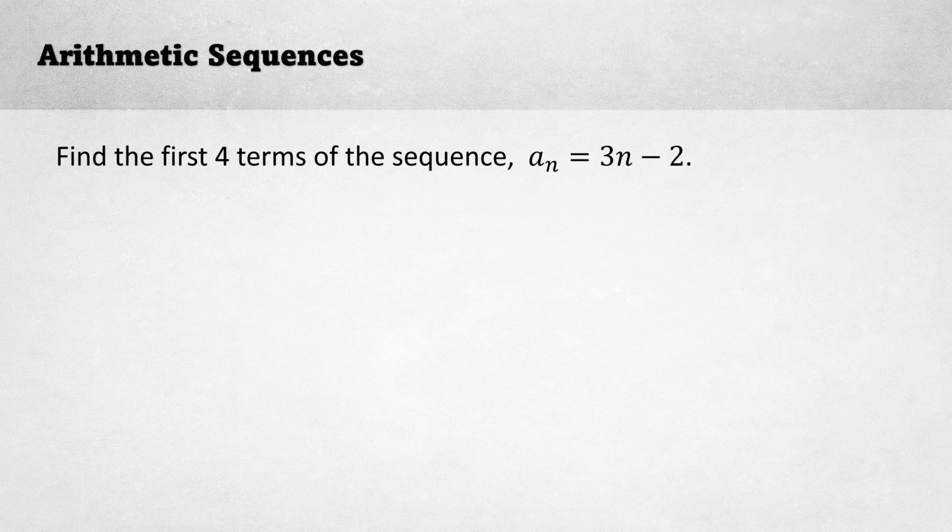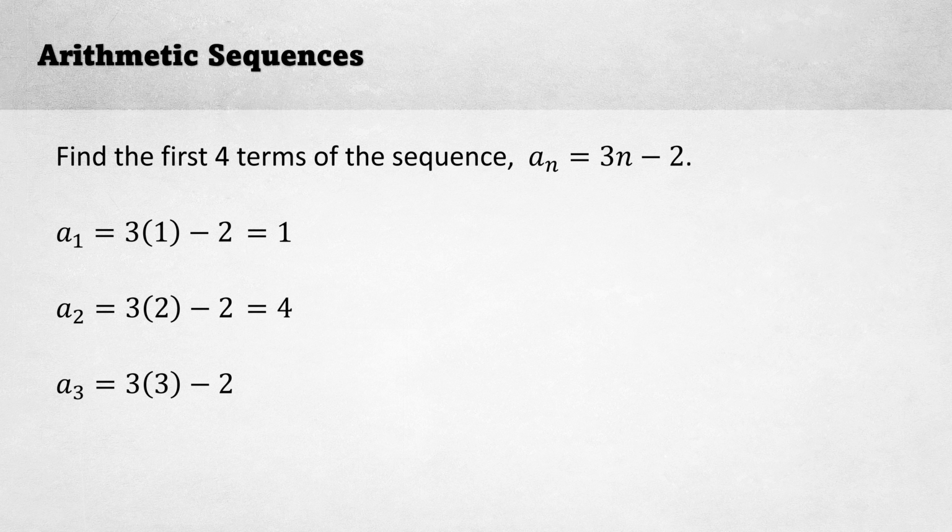Here's an example where we're given an explicit formula and are asked to find the first 4 terms of the sequence. The first term, a sub 1, is when n is equal to 1, that is 1. The second term is when n is equal to 2, that is 4. The third term is 7, and the fourth term of the sequence, a sub 4, is 10.